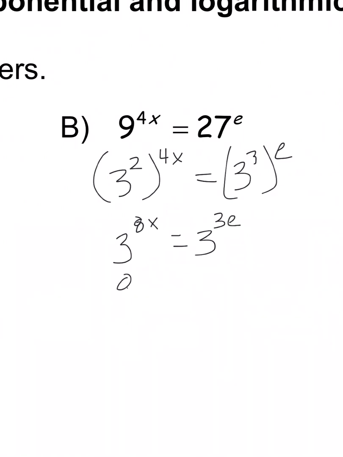Now our bases are equal, so we can go ahead and set the exponents equal. So we have 8x equals 3e, divided by 8, and x is equal to 3e over 8.